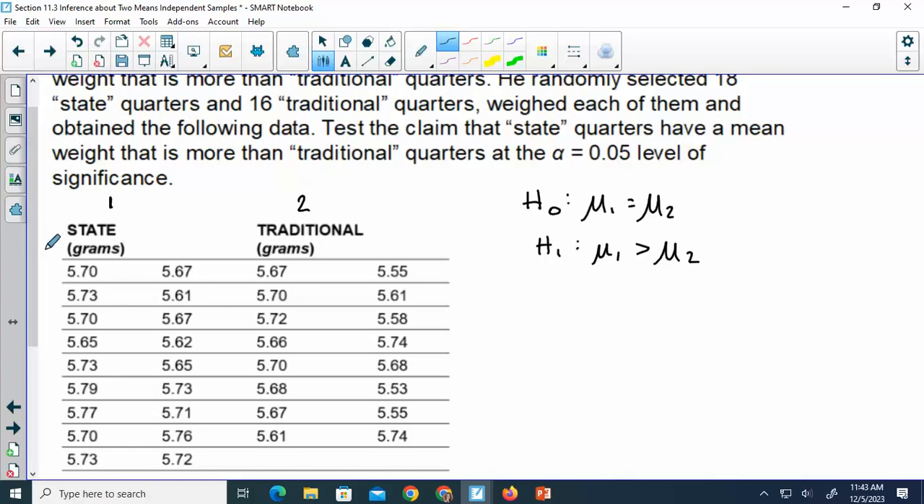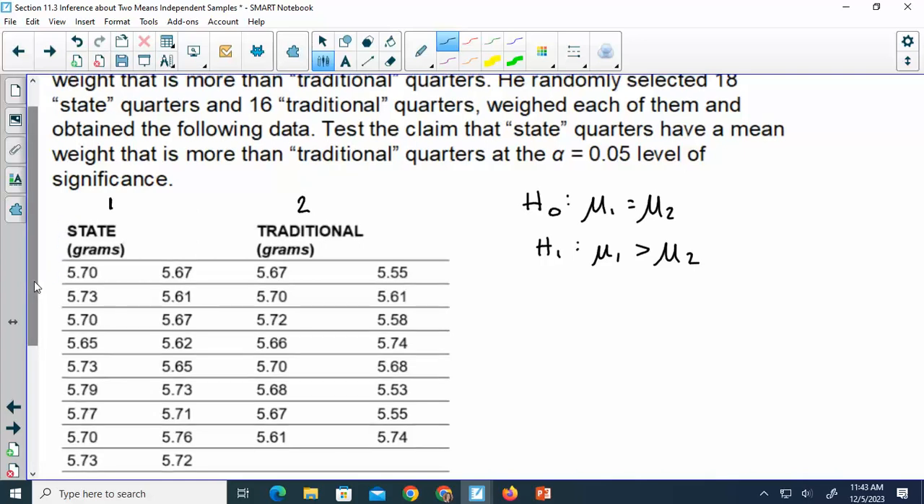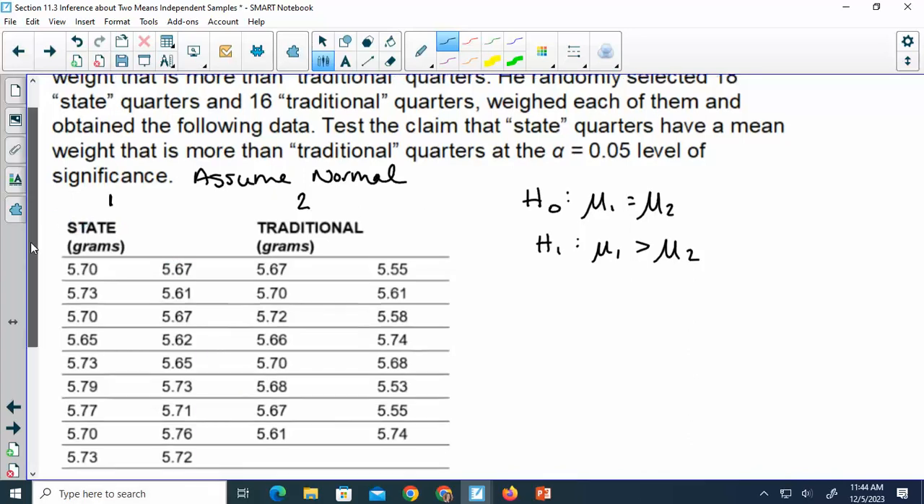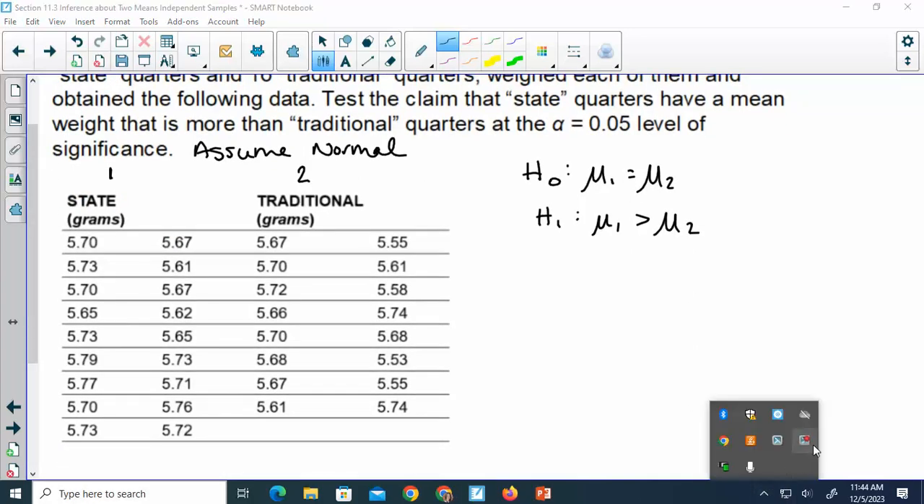All right. In this, I should have stated in my problem, I'm going to tell you the original data is normal. Kind of like yesterday, most of the time I'm not going to give you over 30 points just for the sake of time. So for today, I'm giving you data that is already normal, so our criteria will be met. Should have stated that here. Okay, so now what I want you to do, enter the state in L1 and your traditional in L2.